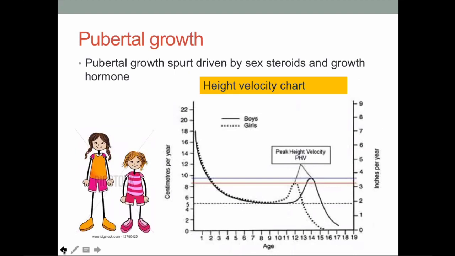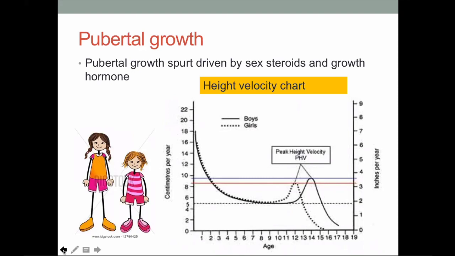Then after that, we enter the phase of pubertal growth. Now, during puberty, all the previous factors are working, and in addition to that, the gonads, that is ovaries in girls and testes in boys, they start producing sex hormones. So sex hormones, testosterone and estrogen, are also drivers of bone growth. And this leads to a very rapid growth.